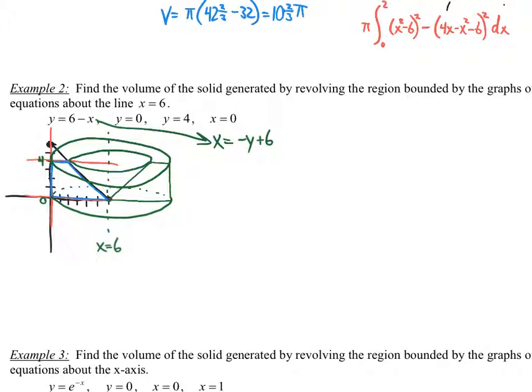Here's the thing though, I'm not revolving this around the y-axis, I'm revolving it around the line x equals 6. So what do I need to do? Oh, you have to move it to the left. I need to move it over to the left, okay? So I need to subtract 6. Wait, but why do we need to move it over? Because you got to revolve a line x equals 6.